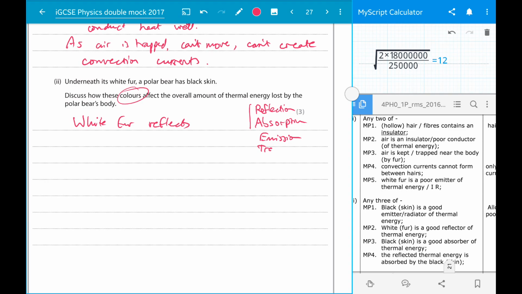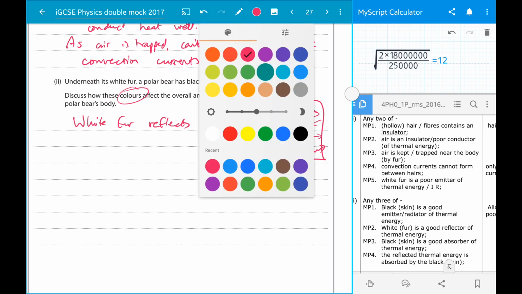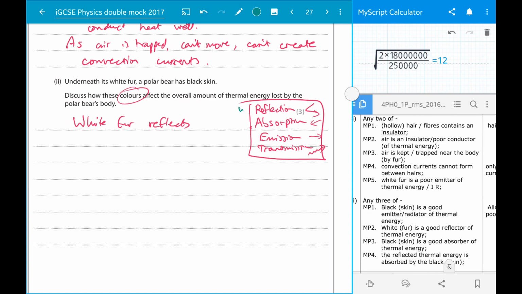And transmission. So these are the things that can happen. Reflection is bouncing off a surface, absorption is going in, emission is coming out, and transmission is passing through. So you need to remember that for infrared radiation, surfaces that are white are very good at reflection, and they are pretty bad at the others.